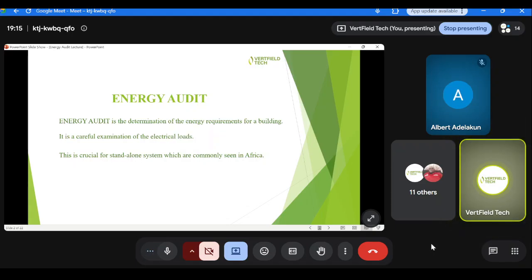So, like we have said earlier, energy audit takes care of basically two things for you. One, it helps you to know the energy need of a facility, and then helps you to size your various solar components. On my screen, you can see that energy audit is the determination of the energy requirement for a building. It is a careful examination of the electrical loads.